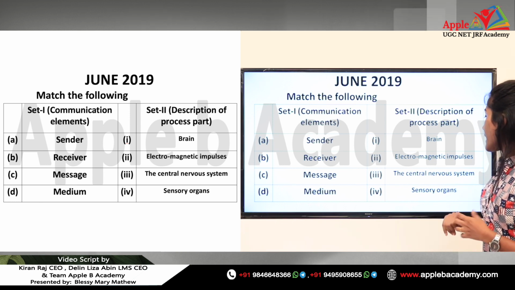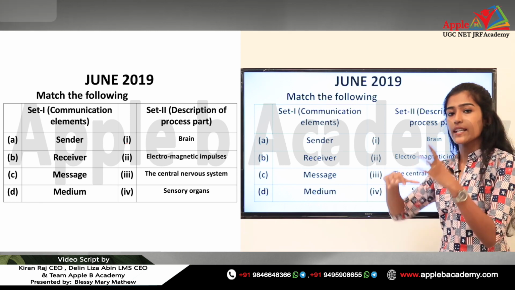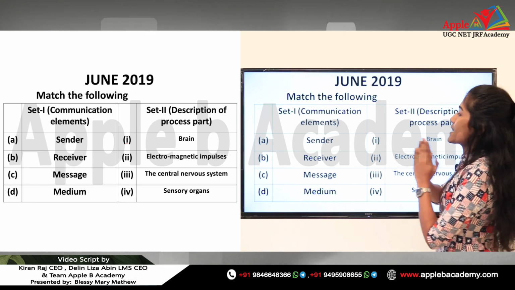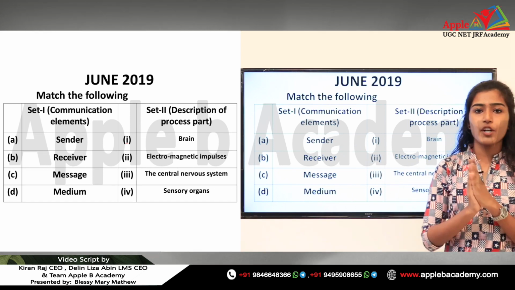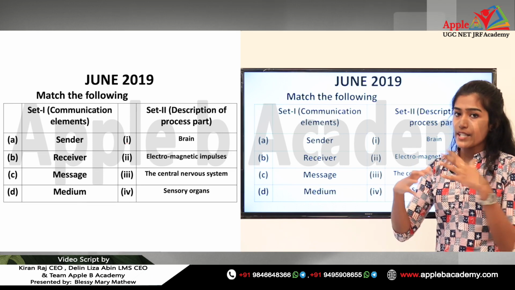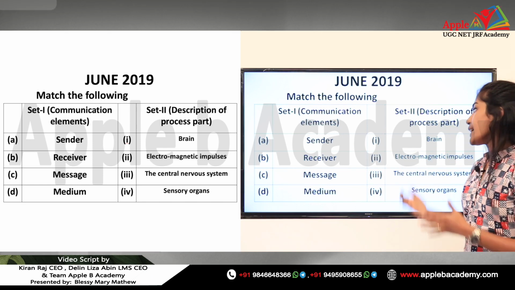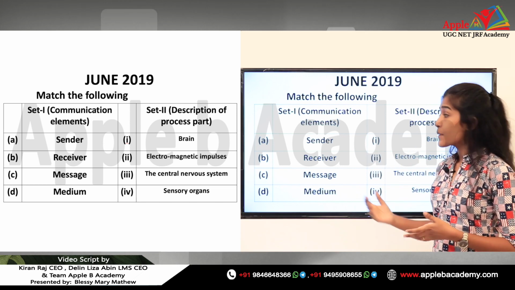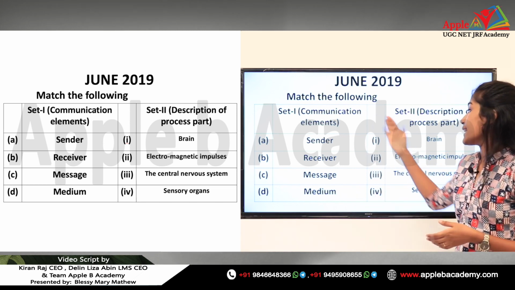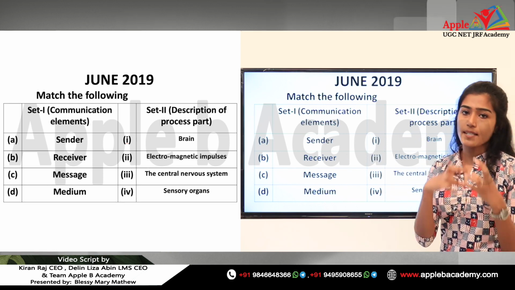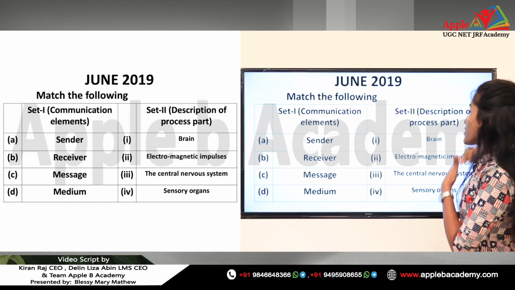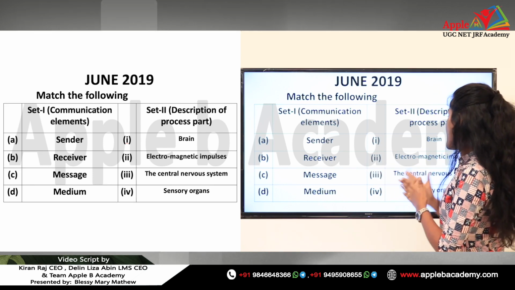So this is about the communication that happens in between the sensory organs and the brain. So in this process, the sender is a sensory organ because it is a sensory organ which sends the message to the brain. So the sender is the sensory organ. And who is the receiver? If the sender is sensory organ, then the receiver is the brain because this message that is sent by the sensory organ is received by the brain. So the receiver is the brain.